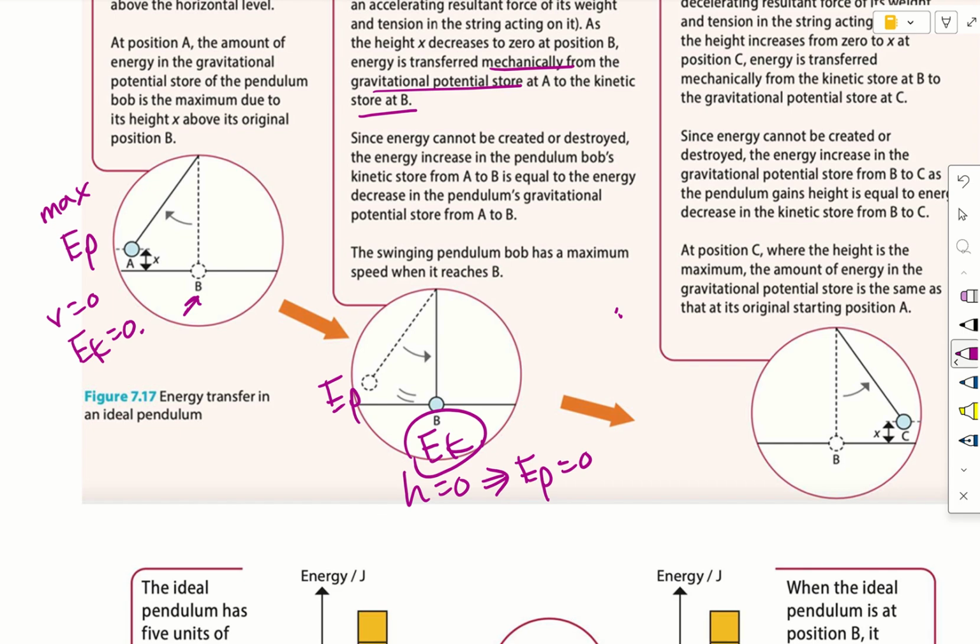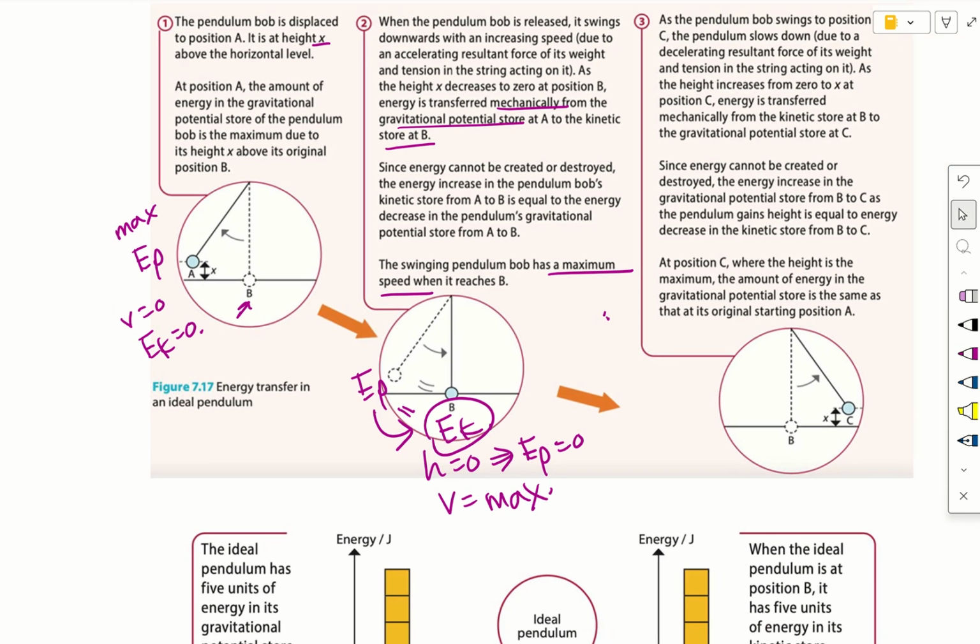And because all the energy has been transferred from the previous position where it has maximum energy in the gravitational potential store, now it has maximum energy in the kinetic store. So we can say that it is actually equal to it, and therefore the velocity is maximum. So it has a maximum speed when it reaches B.